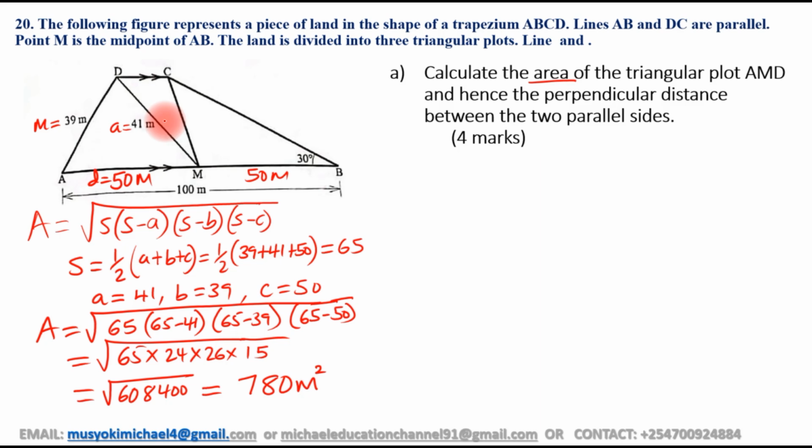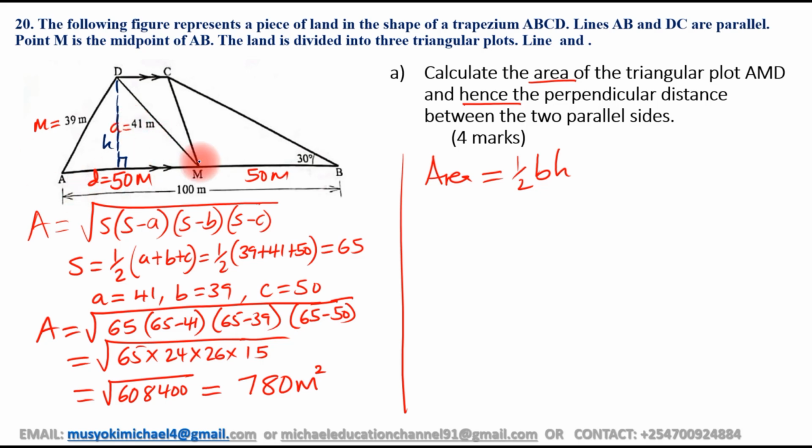The other way to get this is to find the perpendicular distance. The other way of finding the area of a triangle is a half base times height. So in our case, we drop the perpendicular height from D, let it be H, and we are looking for H.